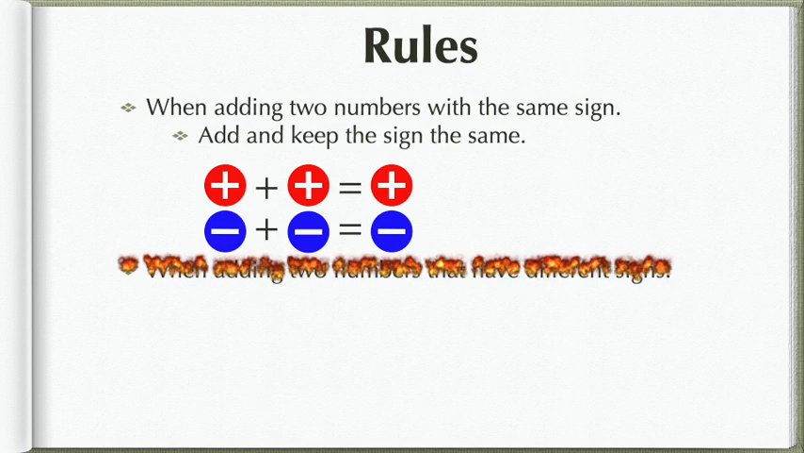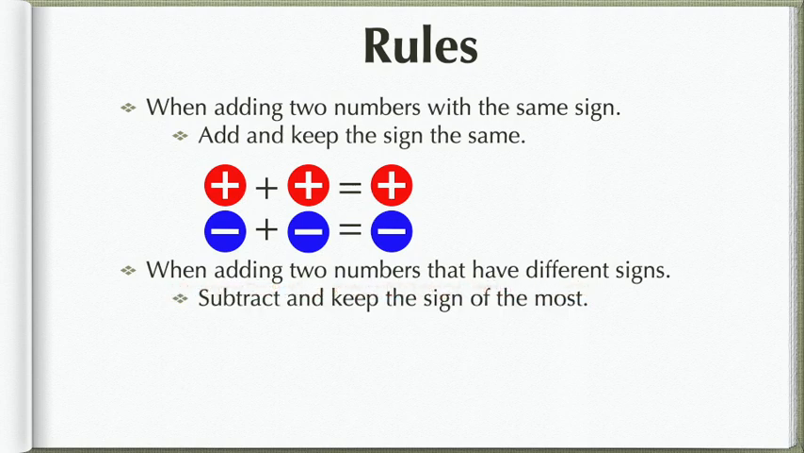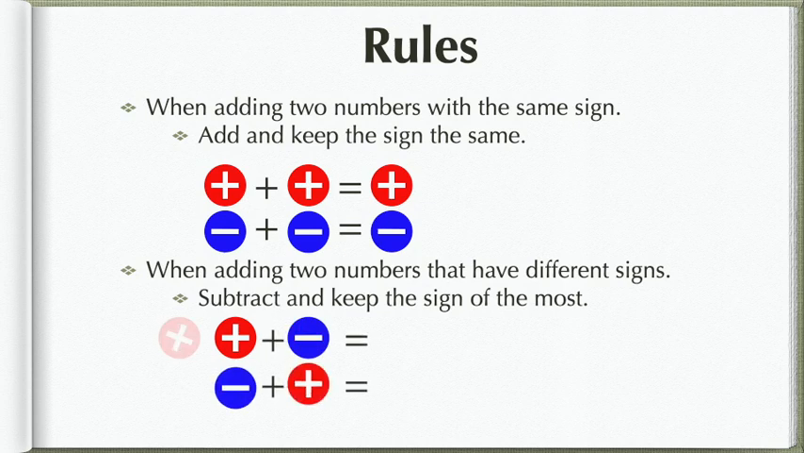When you're adding 2 numbers that have different signs, you're going to subtract and keep the sign of the most. If I'm adding a positive to a negative or a negative to a positive, if I end up having more positives than negatives, then my answer will be positive. If I end up having more negatives than positives, then my answer will be negative.